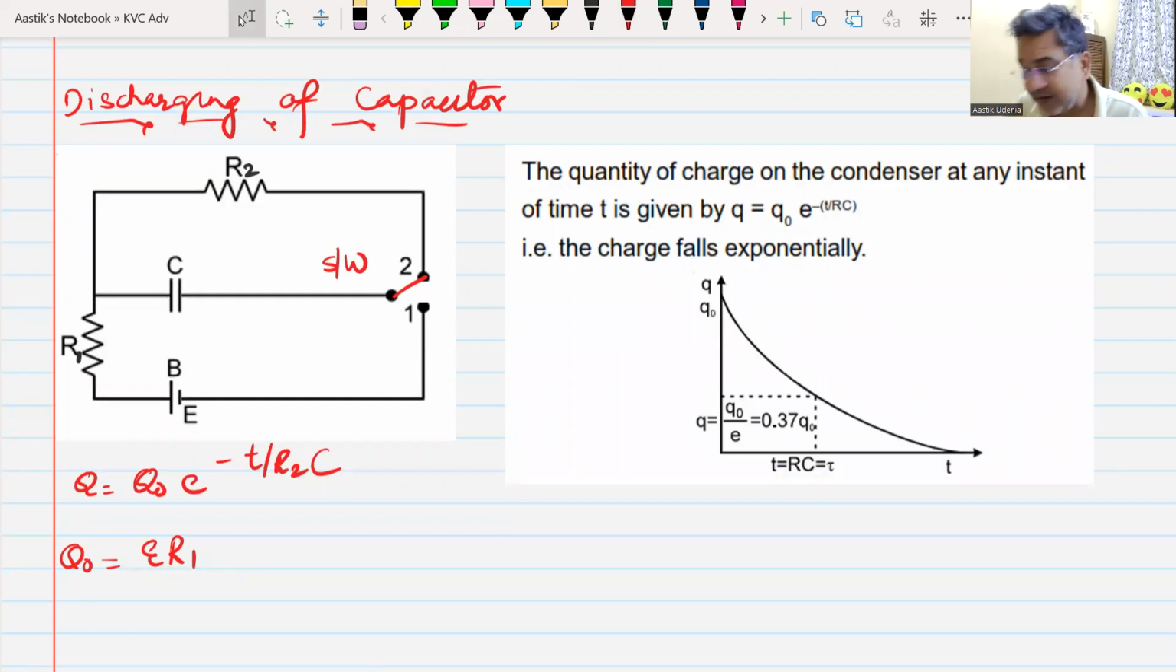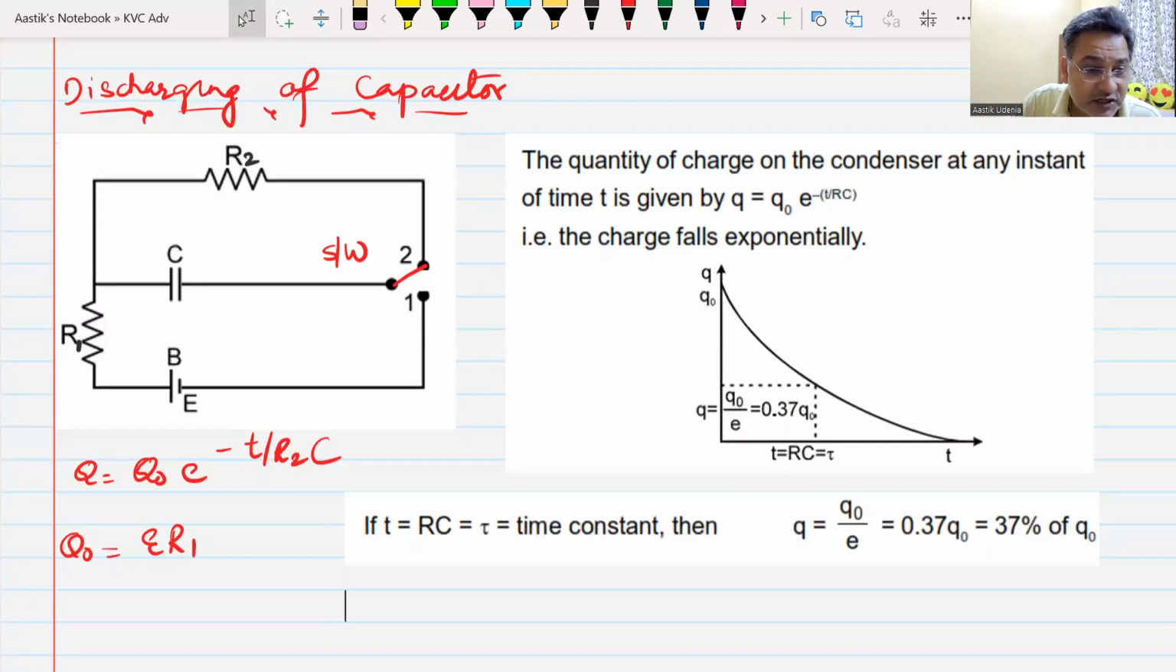The charge will go down exponentially and after one time constant, the charge will become 37%. Do we understand this, everyone? In one time constant, the charge will become 37%.